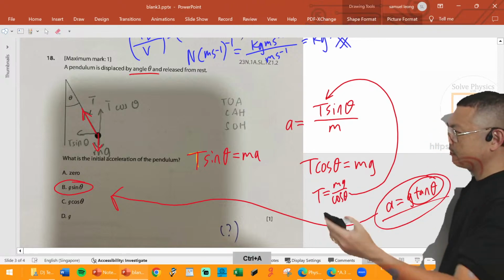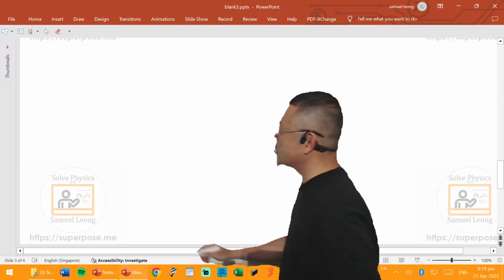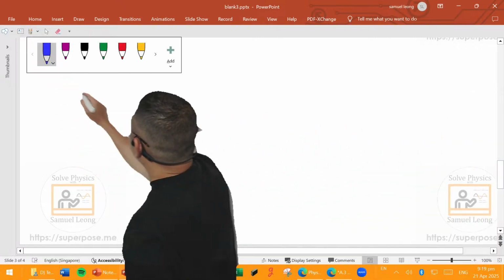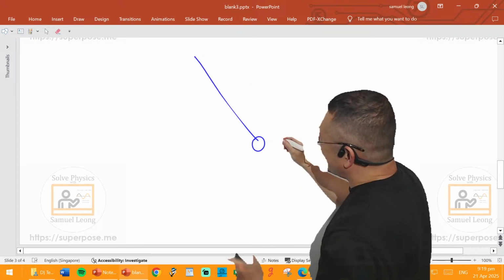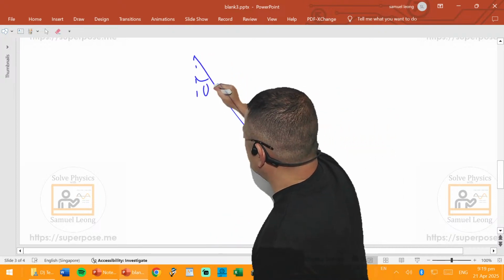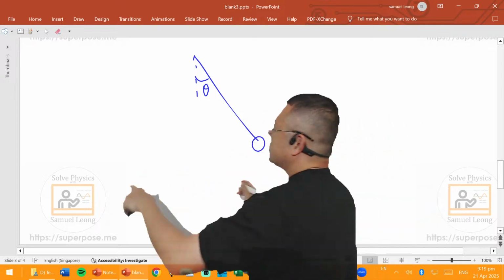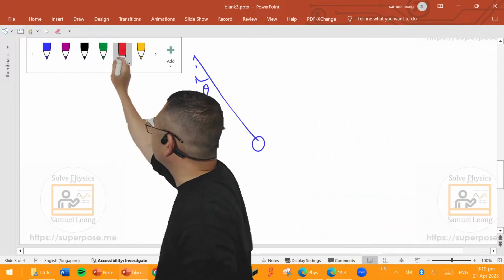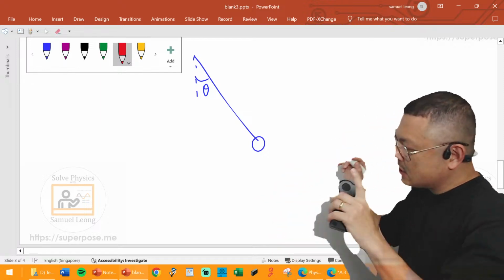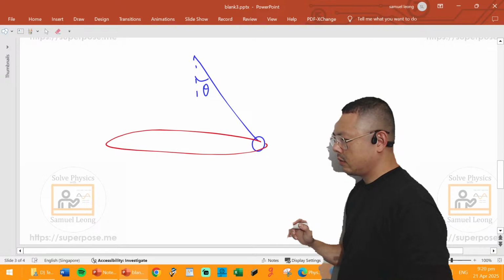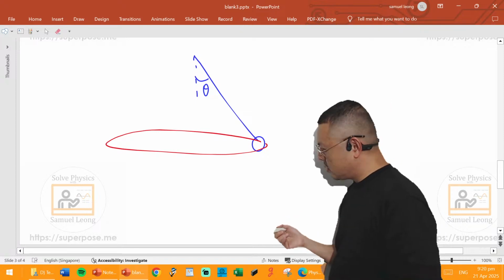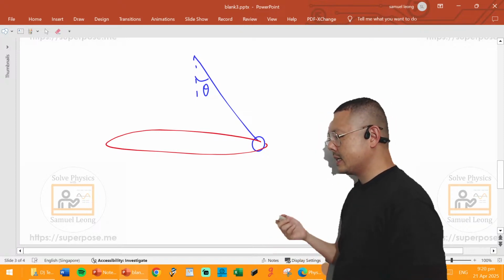So I'm going to have to erase all this, and then draw the correct way of doing things. Now, based on Jovine's suggestion, yes. Obviously the angle is not very small, so I should not have taken T sine theta as the resultant force. Firstly, this is not circular motion. It's not going around a circle. I also thought that it was T sine theta, but it's not.